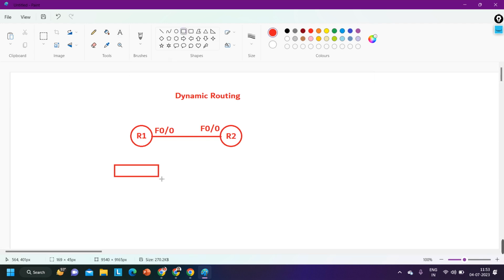Here we have one LAN network, and router 2 also has one LAN. LAN means local area network. Both routers have one private network connected to the router, like this.